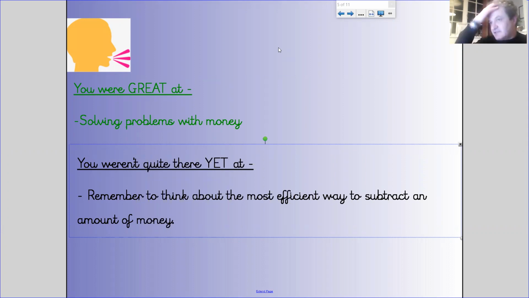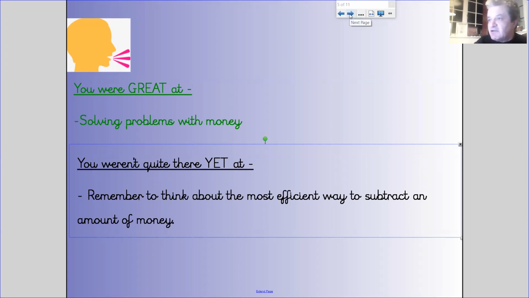Great, some really good answers solving problems yesterday with money. Sometimes you weren't quite there yet at thinking about the most efficient way of solving a problem. So if I've got £1 and something costs 98 pence, for example, then you don't need to do column subtraction to work out your change. Because they're very near numbers, 98 pence, you just count on to £1, and the difference would be 2p. So it's just thinking about those mental approaches, those correct approaches to your maths.